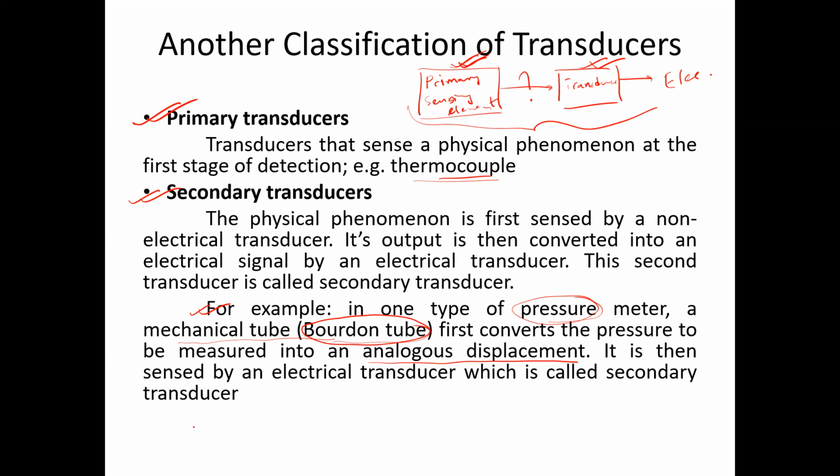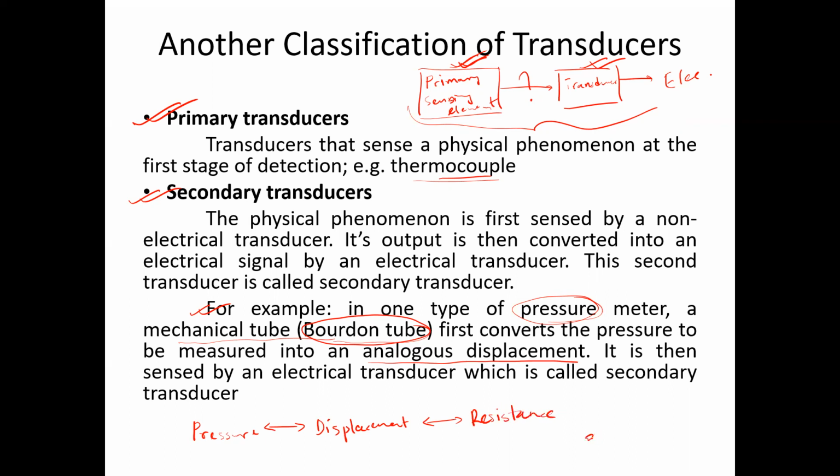So the energy conversion that takes place here: from pressure, first the mechanical transducer converts it to displacement or motion. Then it is converted into an electrical form, suppose change in resistance, by the secondary transducer.